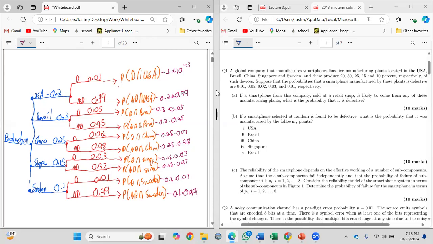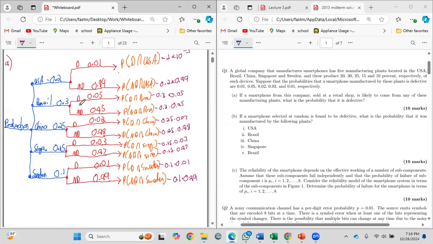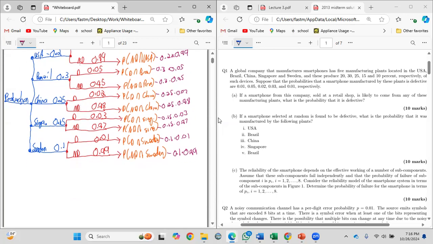You have literally everything you could possibly want here, with the exception of one thing. So that is the first piece, so we draw that first. All this is for part A, we're still in part A. Part A: if a smartphone from a company sold at a retail shop is likely to come from any of these manufacturing plants, what is the probability that it is defective?